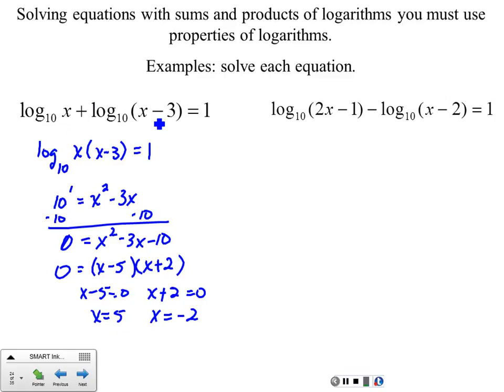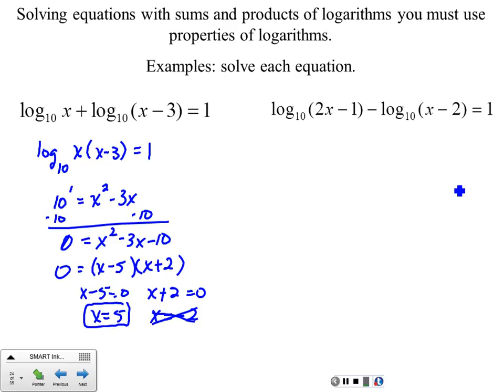If I take 5 and I plug it in here, 5 minus 3 is going to be 2. That's good. I'm taking the log of a positive number. My argument's positive. So 5 is going to work in both situations. So 5 is an answer. If I take this negative 2 and I plug it in here, my argument is negative. So that negative 2 will not work.